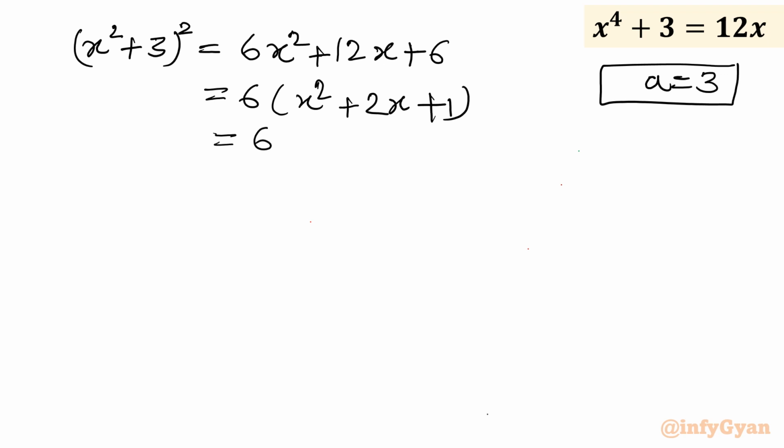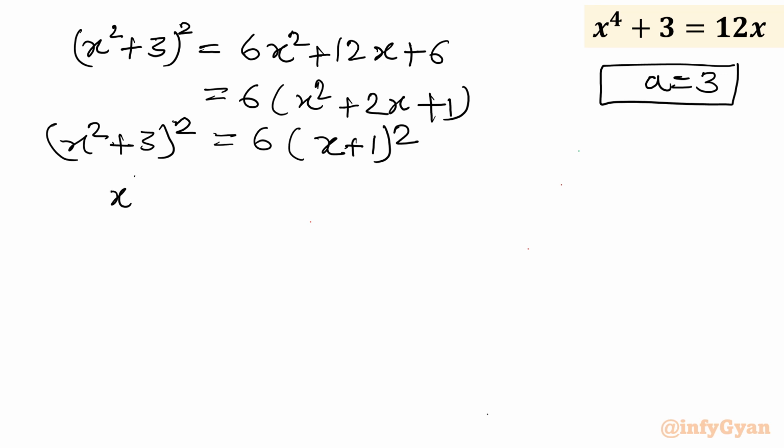Now 6 times, this is (x plus 1) whole square. LHS is (x square plus 3) whole square. Take square root both sides. So I will get x square plus 3 equal to plus minus square root 6 (x plus 1).